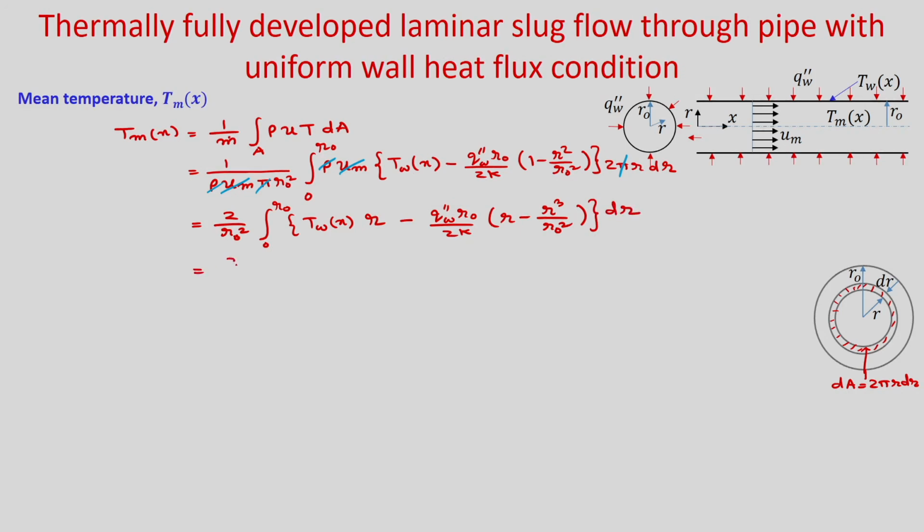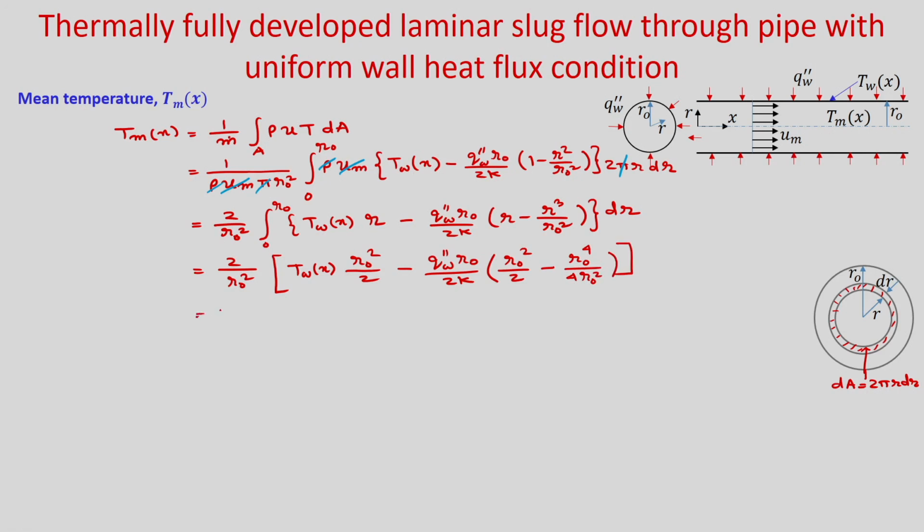So, now you integrate it. Twice, you can integrate it, 2 by r naught square. What will this one be? It will be Tw into r naught square by 2, right, since the integration will be r square by 2. If you put the limit, it will be r naught square by 2, minus q″w r naught by twice k, and for this, you will get r naught square by 2 from the first term, and r to the power 4 by 4 from the second. If you put the limit, it will be r naught to the power 4 by 4 r naught square.